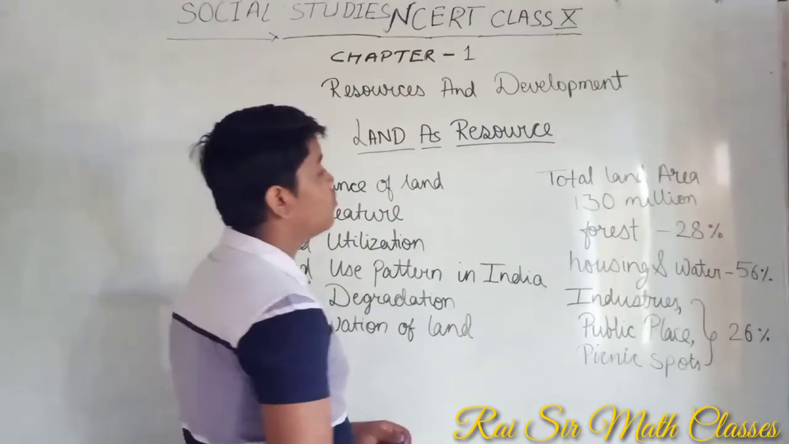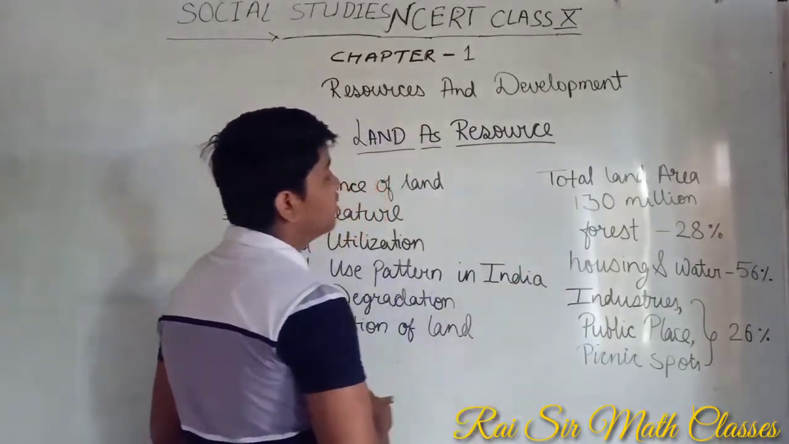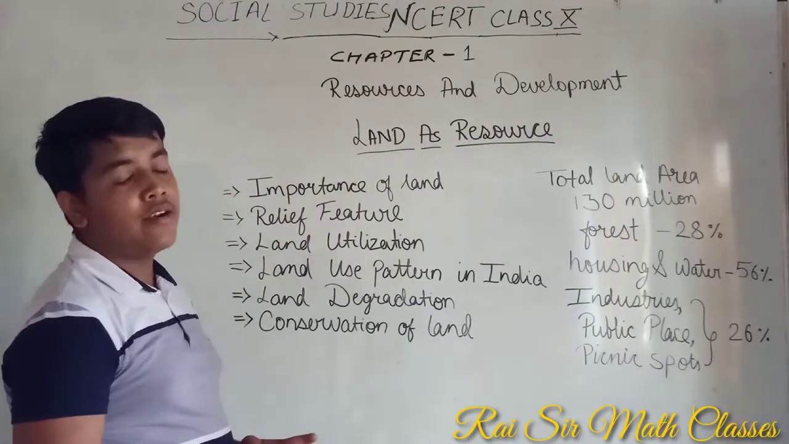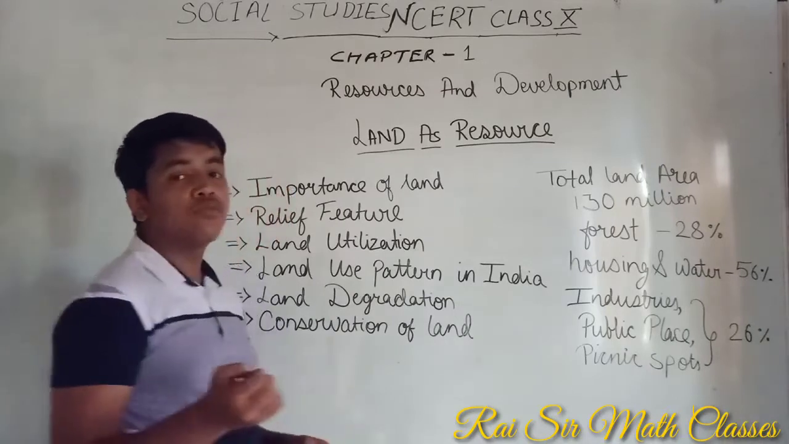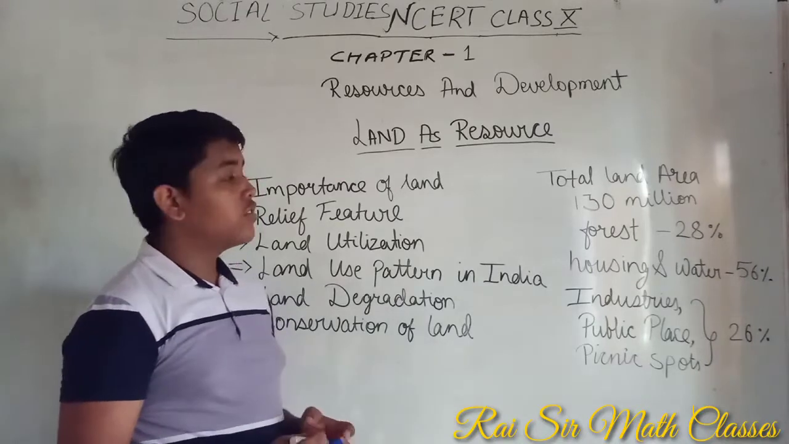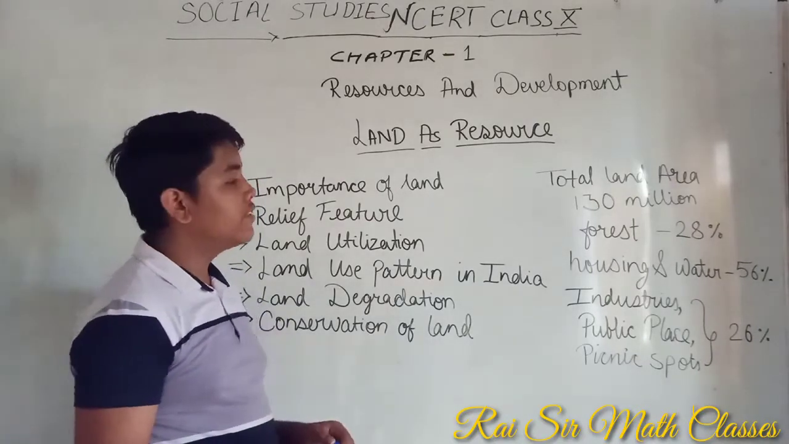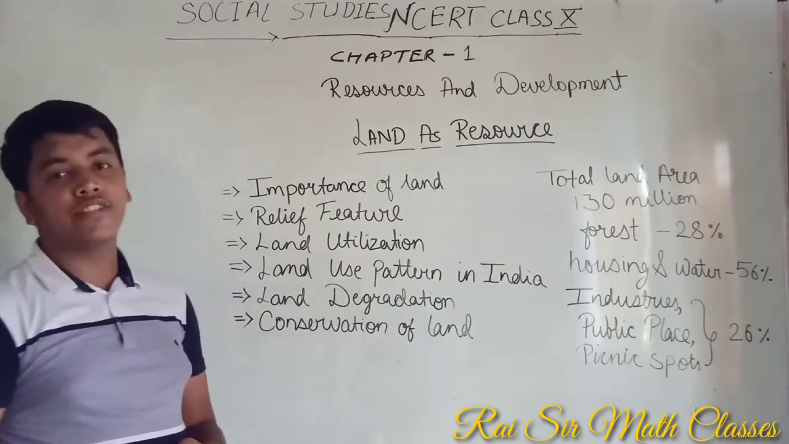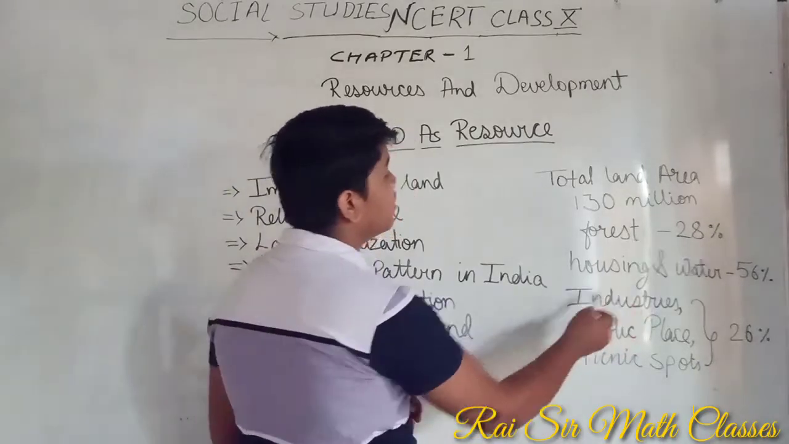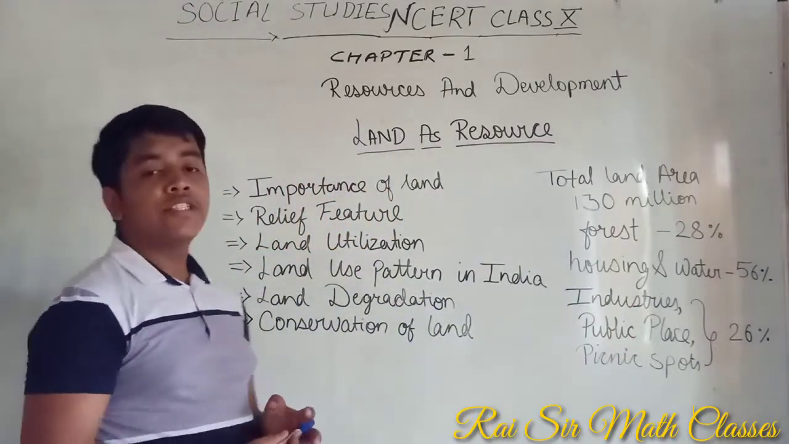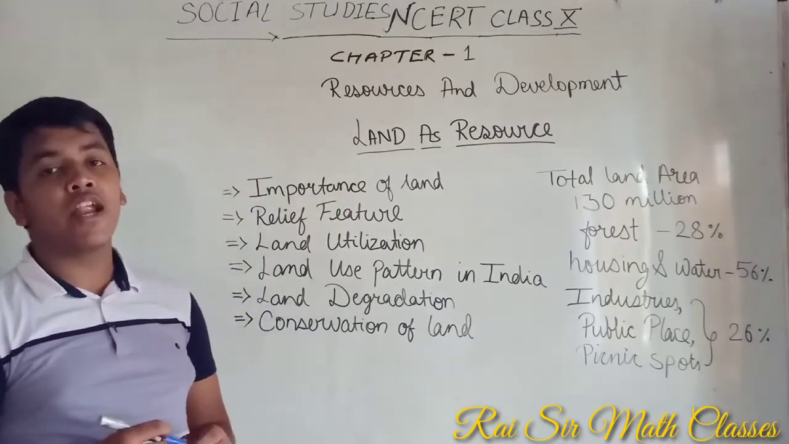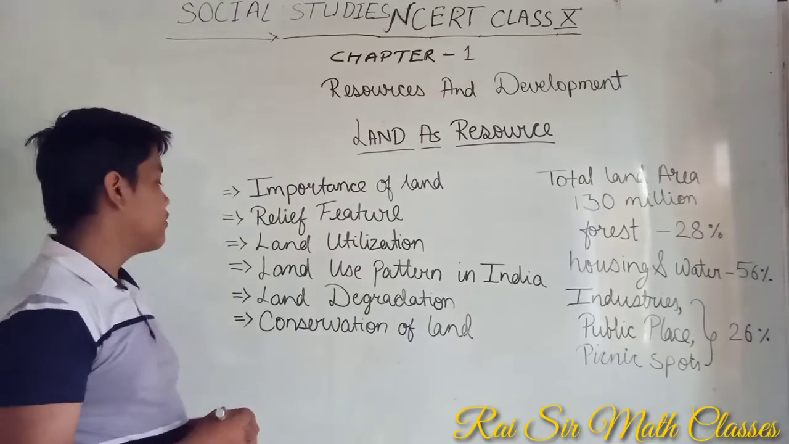We have to know that in the NCERT book it is given like this. Forests comprise 28% of the total land present in India. For the housing and water purpose, meaning big hostels, facilities, schools, all these things, including water bodies such as glaciers, rivers, ponds and lakes, it comprises around 56% in India. Industries, public places and picnic spots comprise 26% of the total land area present in India.